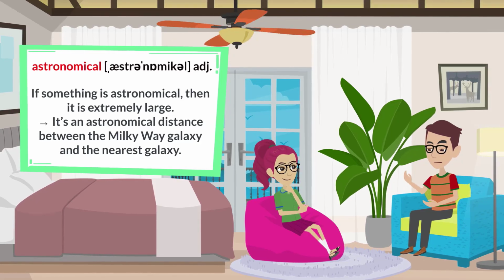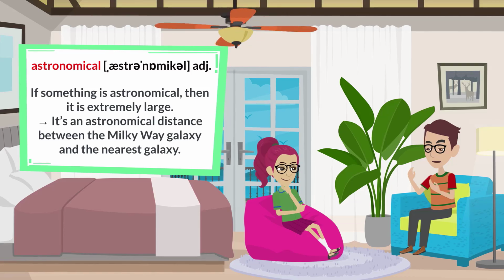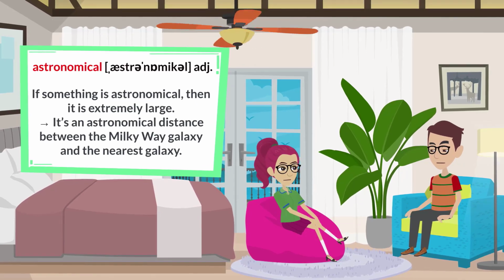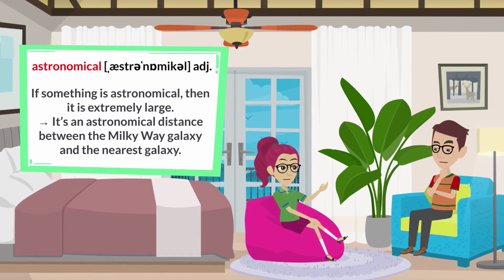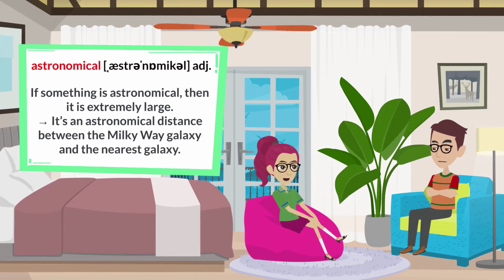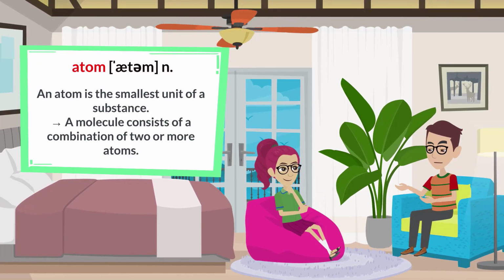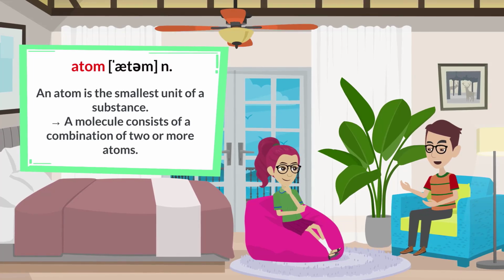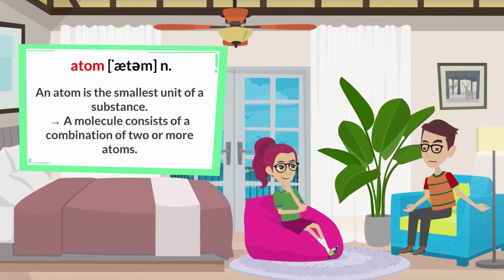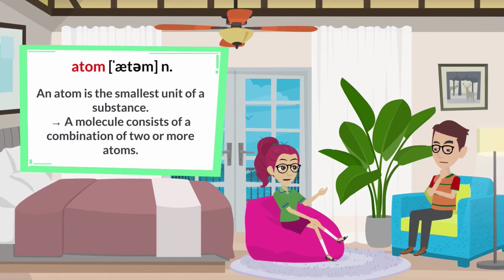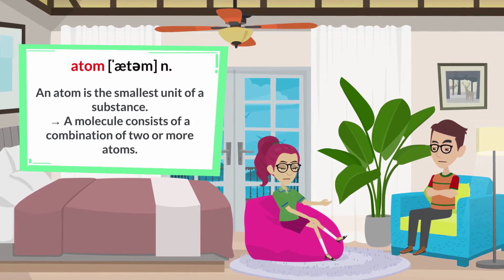Astronomical. If something is astronomical, then it is extremely large. It's an astronomical distance between the Milky Way galaxy and the nearest galaxy. Atom. An atom is the smallest unit of a substance. A molecule consists of a combination of two or more atoms.